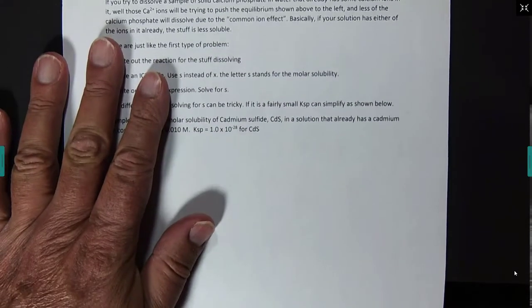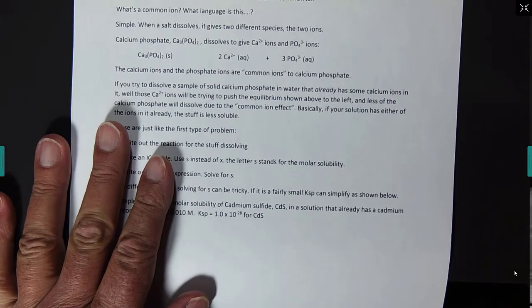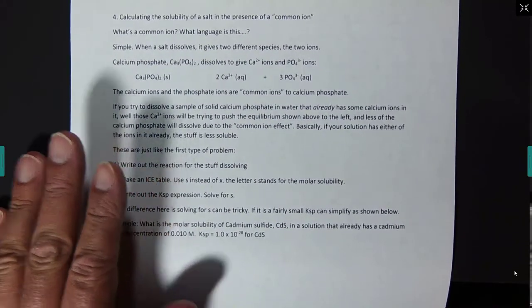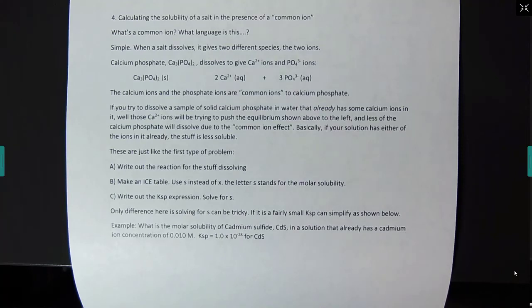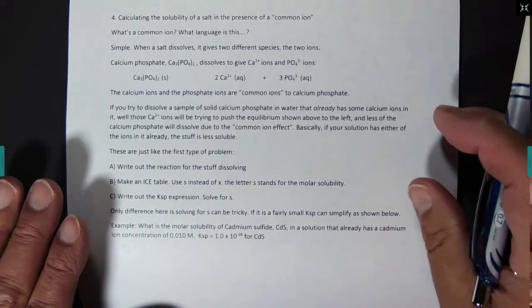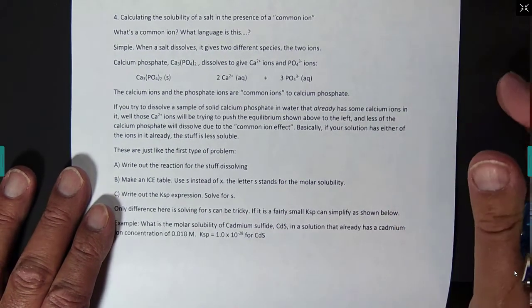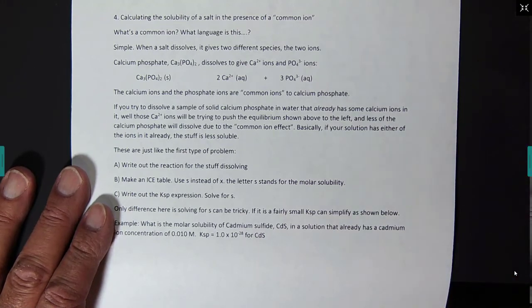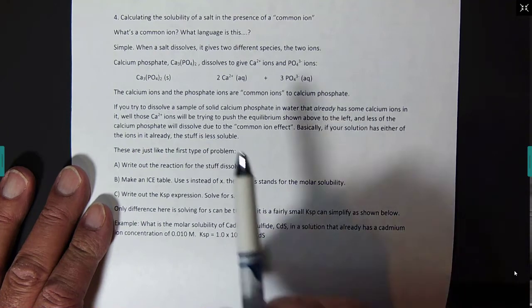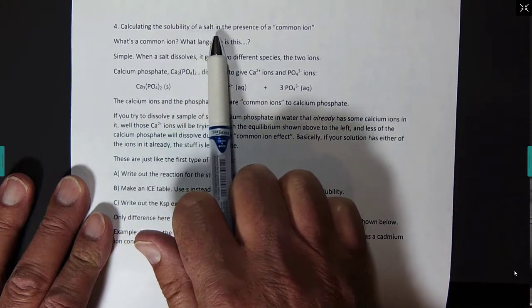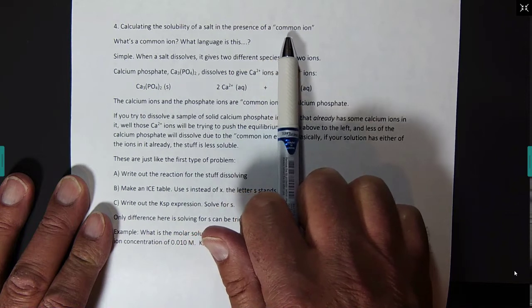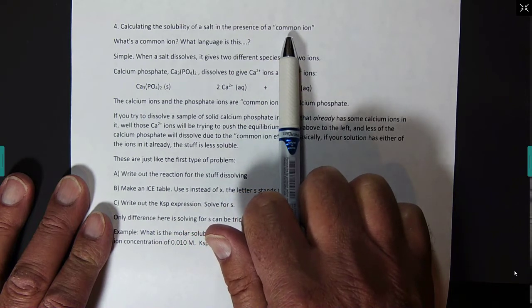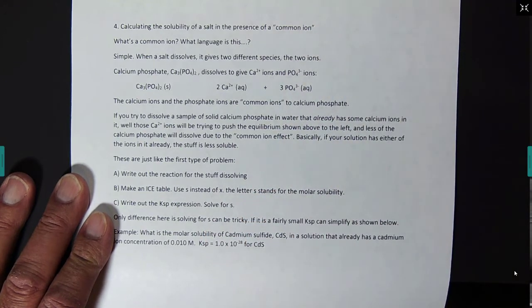Last type of problem. When I was taking this class forever ago, these were the toughies, but don't worry, you're not going to have too much trouble with them. This one is more about the concept of the common ion than anything, but we'll still walk you through how to work the problem. It's calculating the solubility of a salt in the presence of a so-called common ion. A lot of students struggle with, what do you mean by common ion?